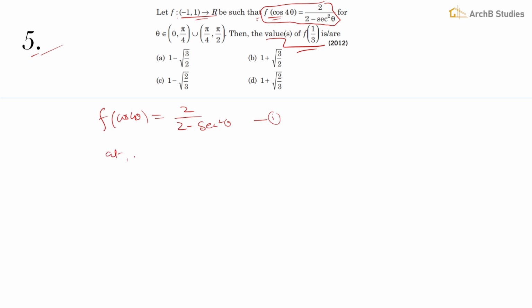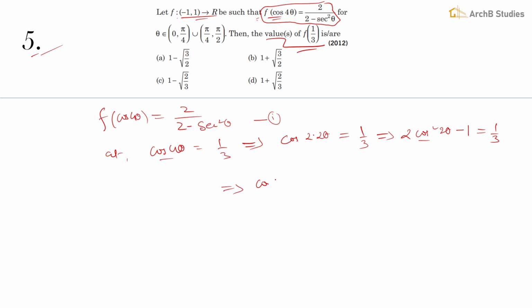Now if we take cos 4 theta as 1 by 3, this will be, if we write it as cos of 2 into 2 theta, which is equal to 1 by 3, which means this became a formula: cos 2 theta is equal to 2 into cos square theta, that is 2 theta, minus 1, which is equal to 1 by 3.